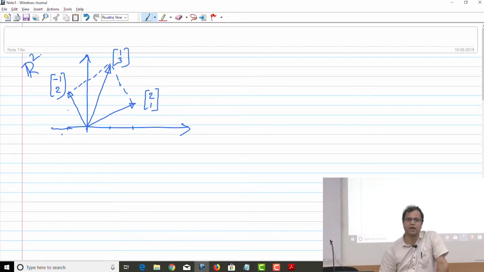And if you want to multiply by a scalar, suppose I want to multiply this (2, 1) by a scalar, say 4. So what will that be? 4 times.